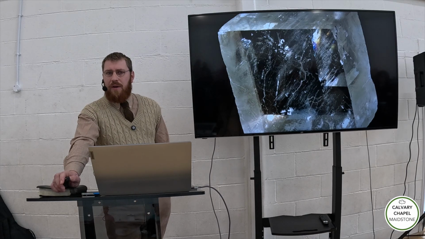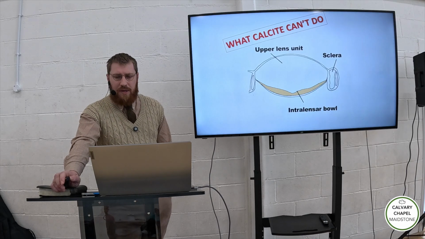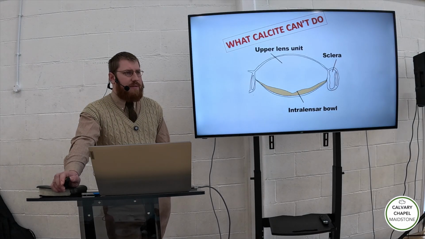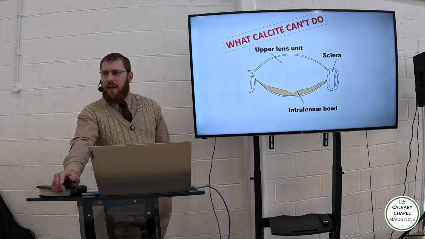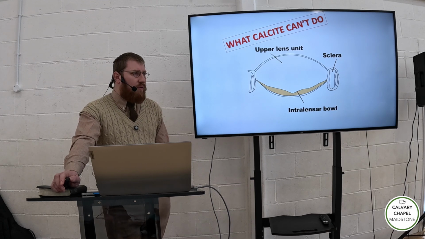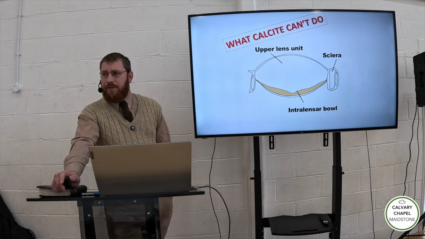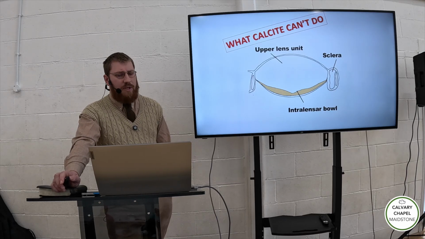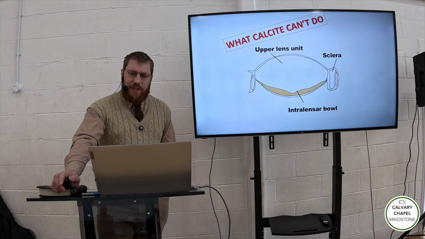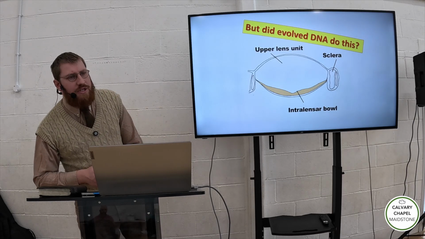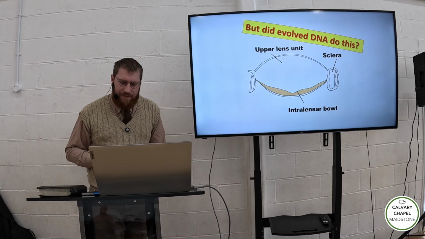Do you know what calcite can't do by itself? Calcite cannot produce a curved lens. It cannot produce a curved correcting lens that sits on the back of another curved lens. It cannot produce oriented calcite, because all of those things require curved edges, and calcite does not produce that by itself. Calcite always produces straight edges. The question is, though, could evolved DNA do this? Well, this is where we're going to finish up.